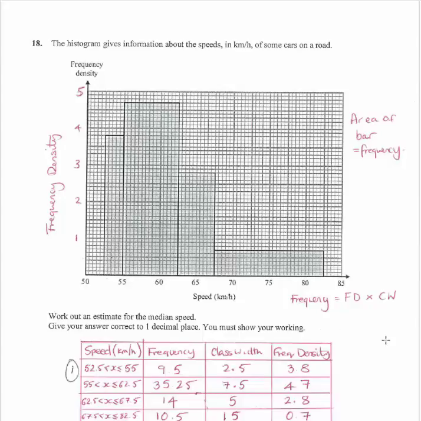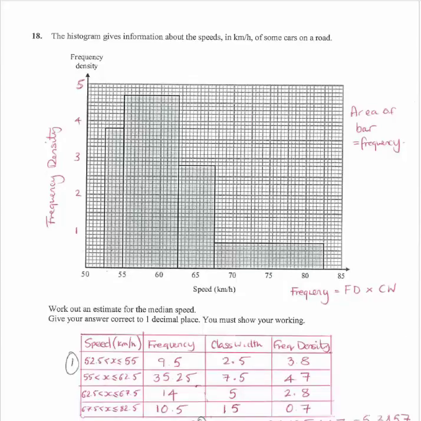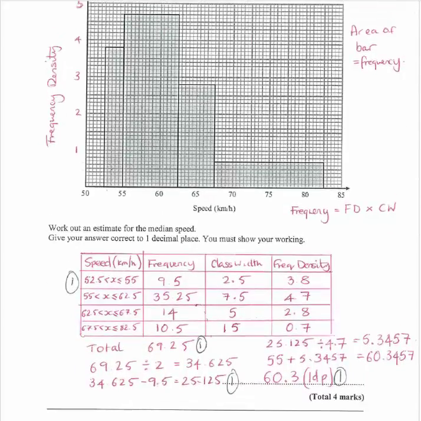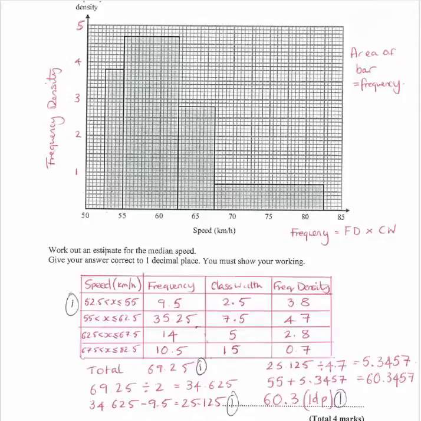Now, the first thing I would do is draw out a table like has been drawn out below. And you get some information off of this graph. So the first thing we need to know is what the speeds are. So the speed goes from 52 up to 55. That's the first bar. The next one goes from 55 up to 62.5. That's the next bar, and so on. So these here are basically the different groups or the different bars we've got. So 1, 2, 3, 4 bars, 1, 2, 3, 4 rows in our table.